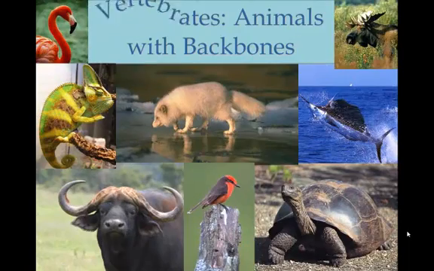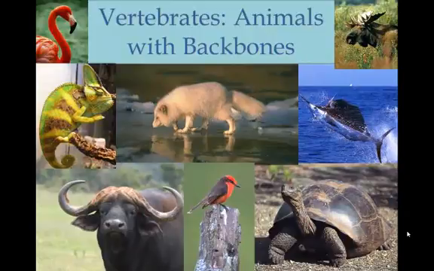Here we can see animals with backbones. These are the animals that are most familiar to most people, but what is not familiar to most people is the phylum in which they are classified. And so vertebrates are animals with backbones, this other major dichotomy in the animal kingdom. Previously we looked at invertebrates, animals without backbones. Now we're going to look at those with backbones.